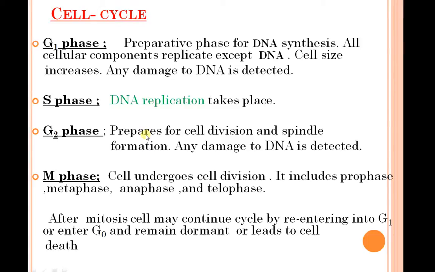First we'll see the G1 phase. It is a preparative phase for DNA synthesis. Cellular components are prepared for replicating the DNA, and cell size increases. Any damage to DNA is detected. In the synthesis phase, DNA replication takes place. The G2 phase prepares the cell for division and spindle formation. Any DNA damage is detected.